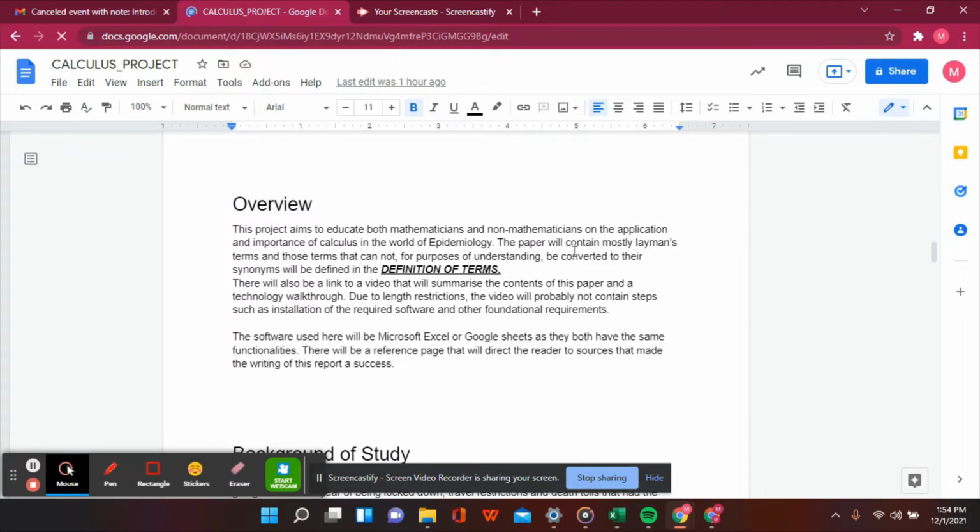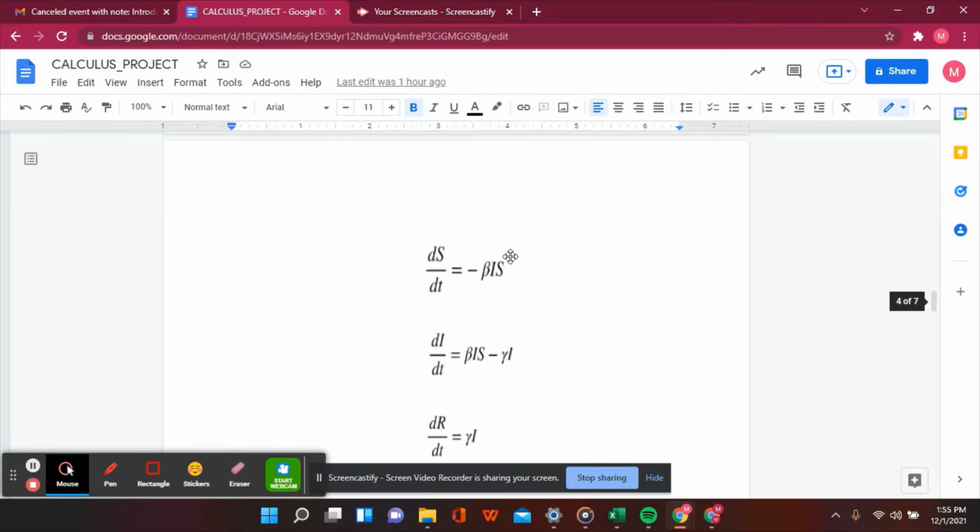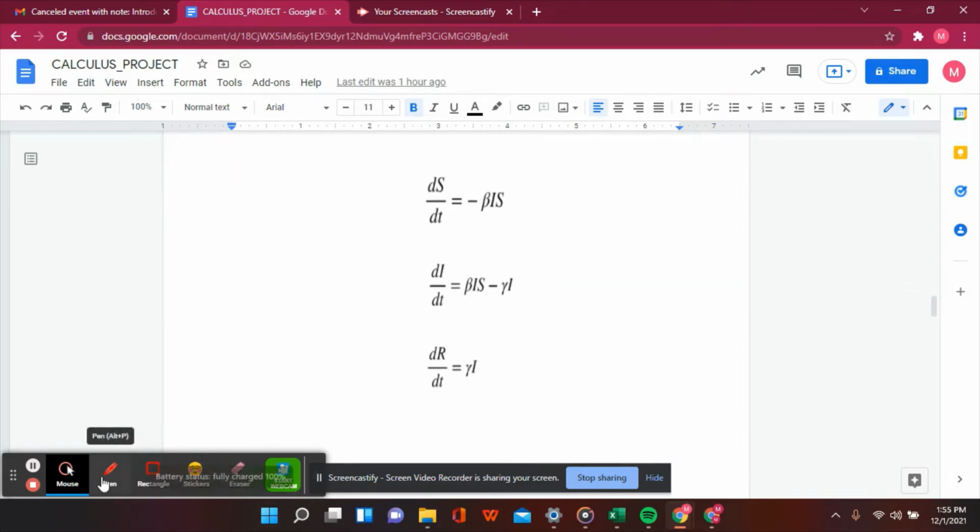Hello, my name is Millicent Malinga, and I'm going to be sharing with you an overview of the SIR model and giving you a walkthrough of the technology that we can use to solve this model. So first of all, what is the SIR model?